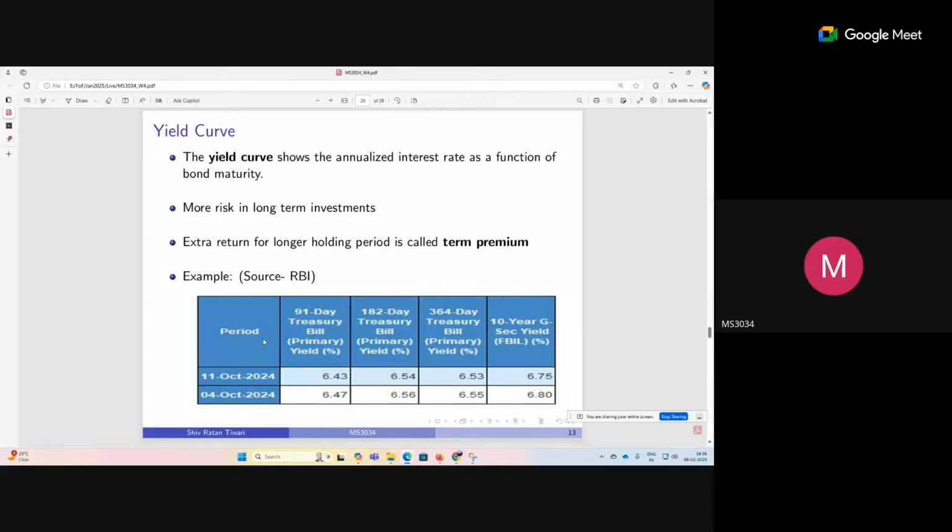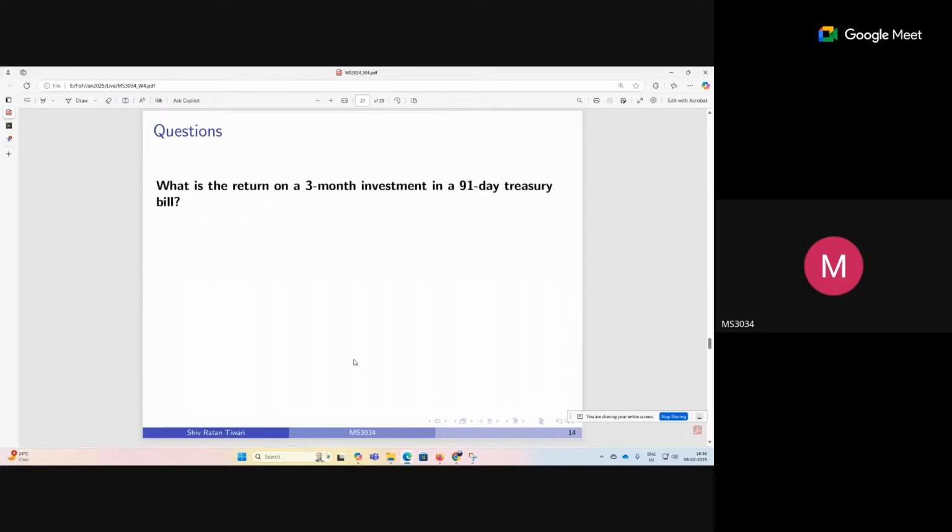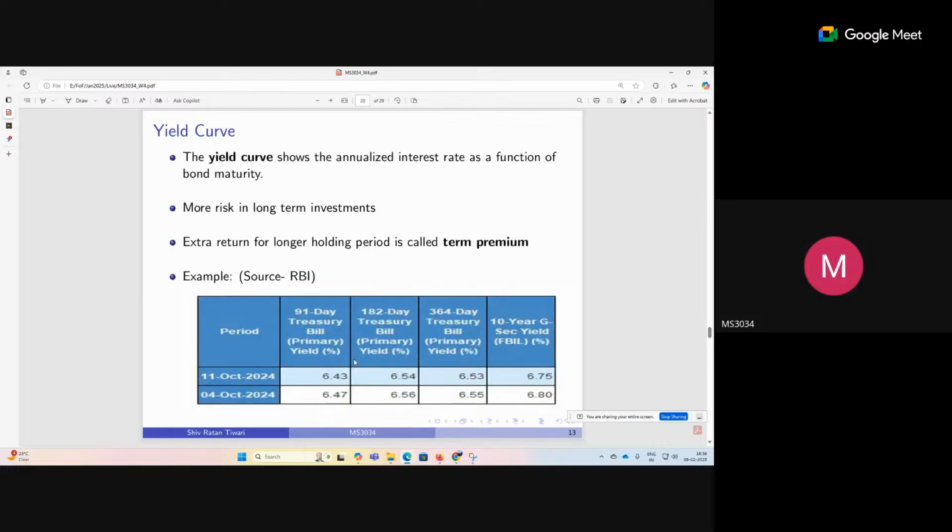So here, what do we mean by annualized? This is the 6.43 annualized rate of return for a 3 month treasury bill. What if I ask you what is the total return on a 3 month investment in a 91-day treasury bill? This annualized return is 6.43. If this is the annualized rate of return, then what is the 3 month rate of return? That will give you the total return which you are earning on a 91-day treasury bill.